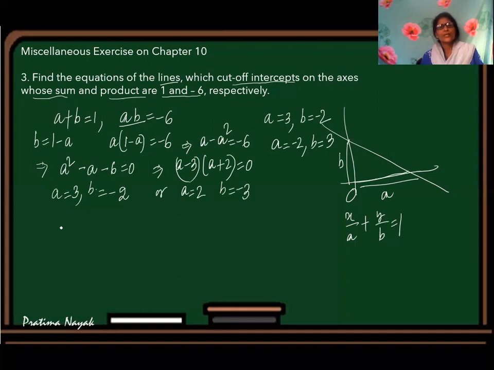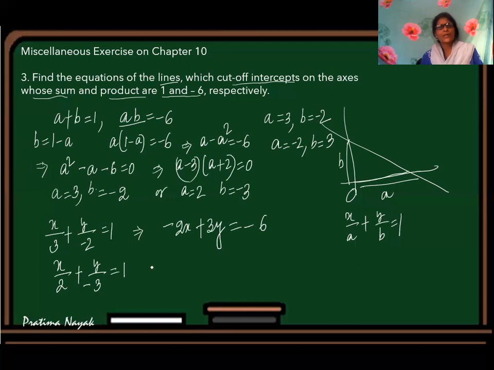So what is the equation? The equation will be x by 3 plus y by minus 2 is 1. This is one equation. Of course, you will simplify it. It will be minus 2x plus 3y is equal to minus 6, one equation. Or it will be x by minus 2 plus y by 3 is equal to 1. Then I am getting 3x minus 2y is equal to minus 6. Or you can write it in a different form, changing the negative or positive.